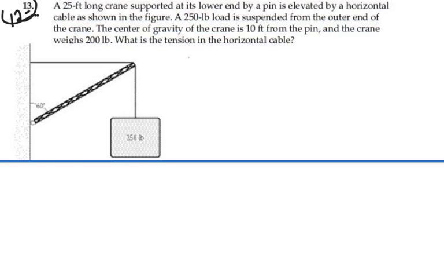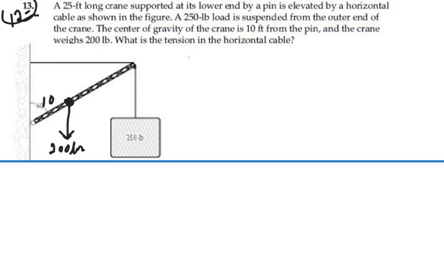First thing we want to do for any problem like this is a free body diagram, because that will help us set up our equations that we need. Now we're told that the center of gravity of the crane is 10 feet from the pin, so it's not a uniform crane, and we can treat the weight of the crane as acting at that point. So at 10 feet up on the crane, we have the weight of the crane, which is 200 pounds.